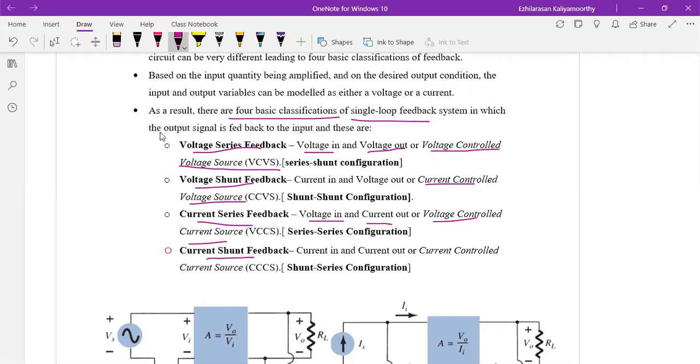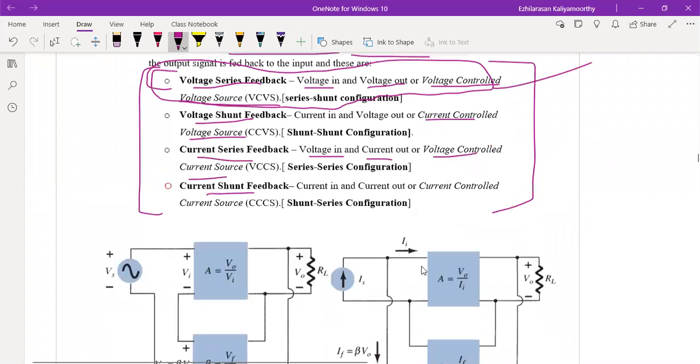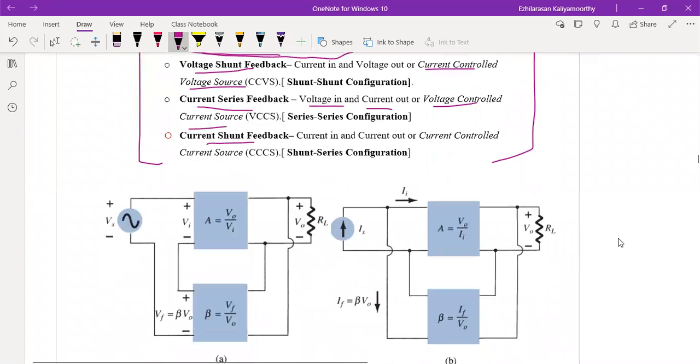So like this, four different configurations are there, but for us all four are not required. Here we are studying only one configuration, that is the voltage controlled voltage source. Only this we are going to study. We are not going to study any other configuration. Here I just show how the diagrams will look.